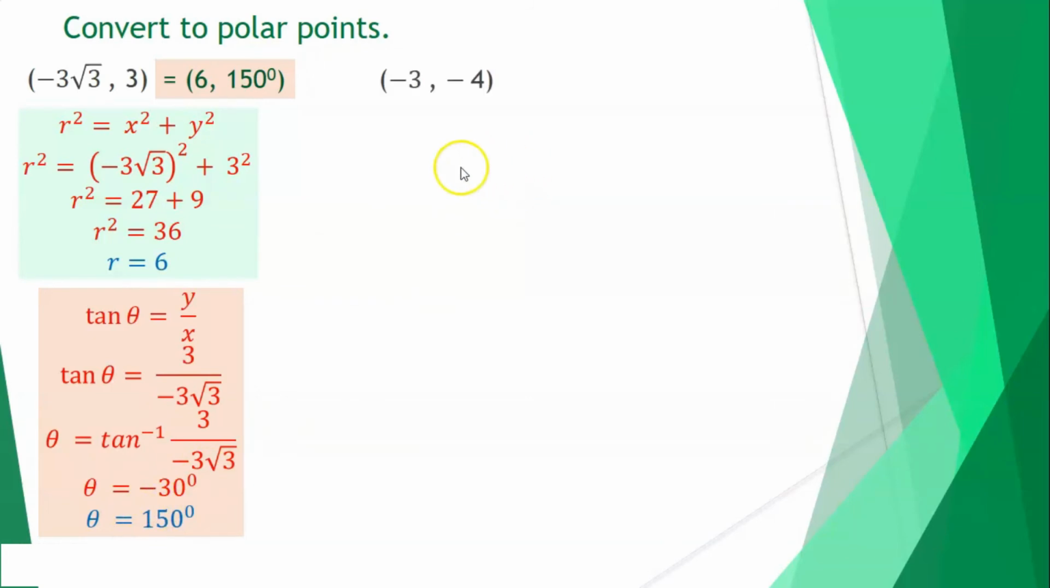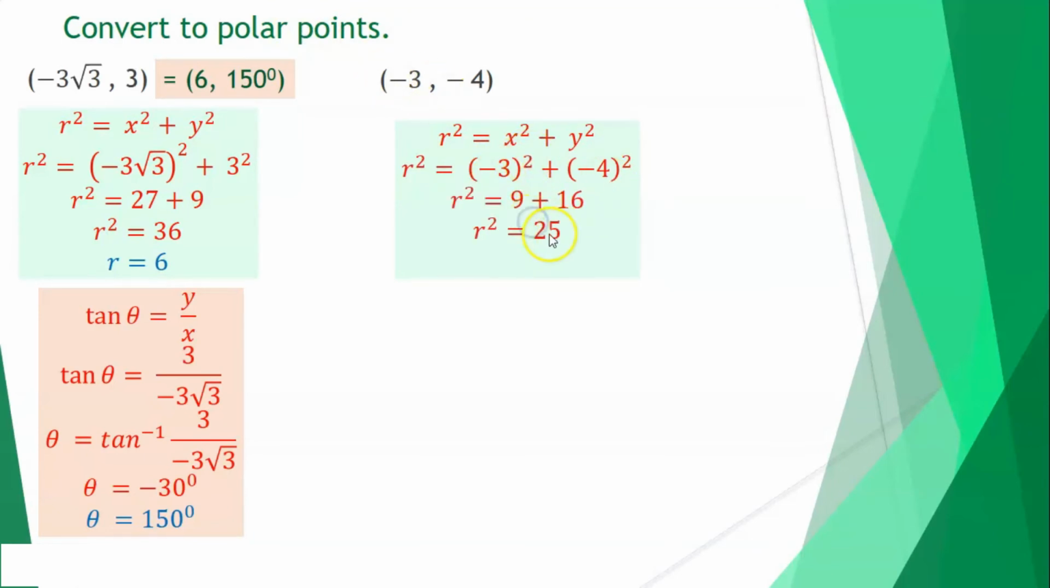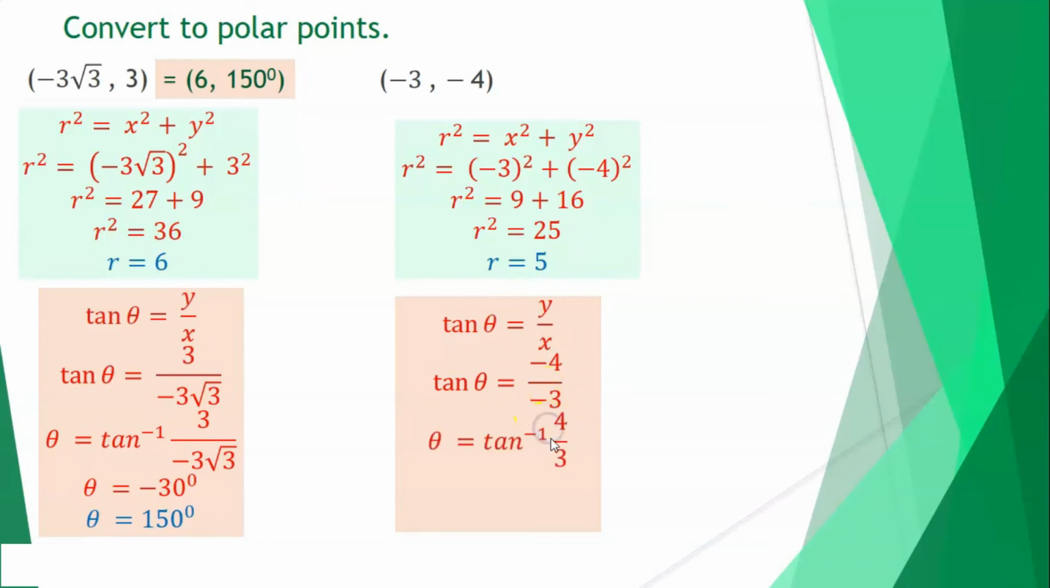Okay, another. It's negative 3 and negative 4. Convert this to a polar point. First, making use of the Pythagorean theorem, substitute x and y. We will have here 9 and 16, or 25. Get the root. The value for r is 5. And to find our theta, tangent theta would be negative 4 over negative 3, or that's the inverse tangent of 4 over 3. Negative over negative is positive. So in this case, the answer is 53.13 degrees. Now go back to this one.